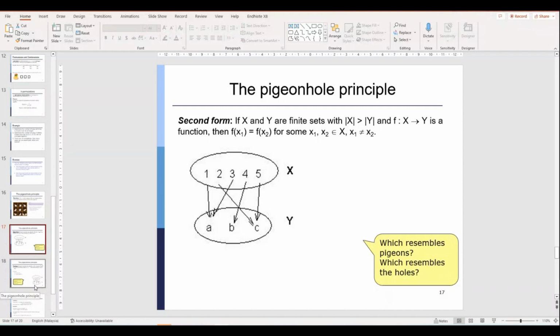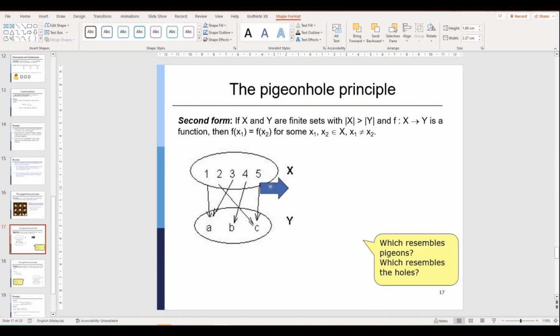Okay, so let's look at another form of the pigeonhole principle. This time using a Venn diagram. Now, suppose that we have 2 finite sets. The first set is called X. The second set is called Y. In set X, there are 5 elements: 1, 2, 3, 4, 5. In set Y, there are 3 elements: A, B, and C.